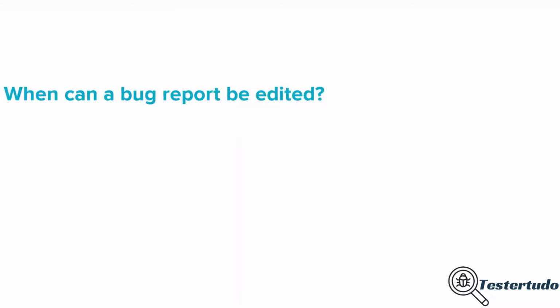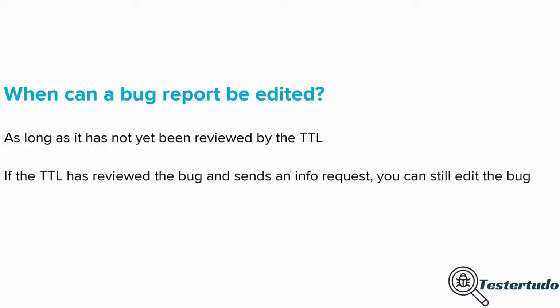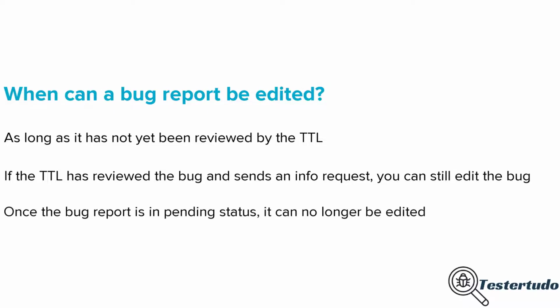A tester can edit a newly reported bug as long as it has not yet been reviewed by the TTL. If the TTL has reviewed the bug and sends you an info request, you will still have access to perform edits. Once the bug report has been reviewed by the TTL and is in pending status, it can no longer be edited. Let's take a look at how to edit a bug report.